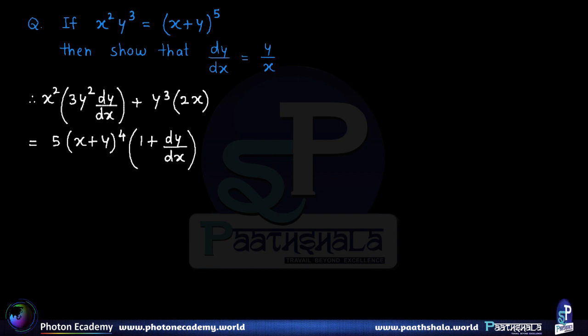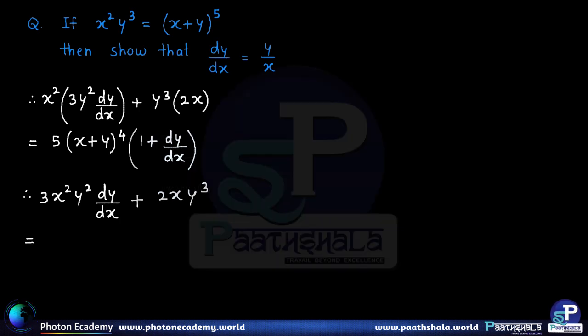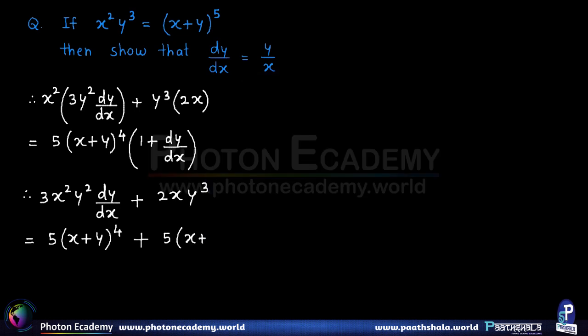Now simplifying further, we have the first term as 3x²y² dy/dx + 2xy³ is equal to, on the right hand side let us open the second bracket because we'll have to separate the dy/dx term. So the first term will be 5(x+y)⁴ plus, in the second term we have 5(x+y)⁴ dy/dx, right?